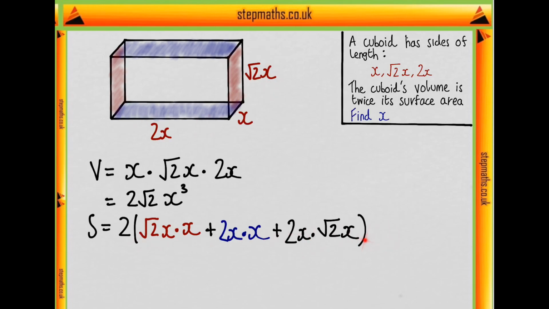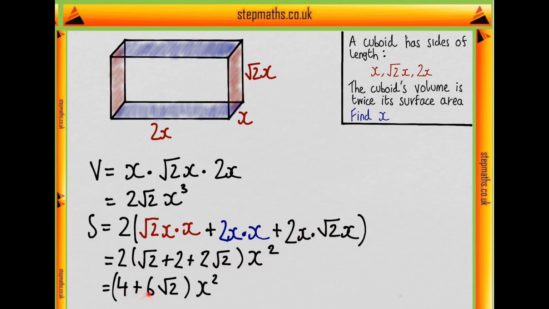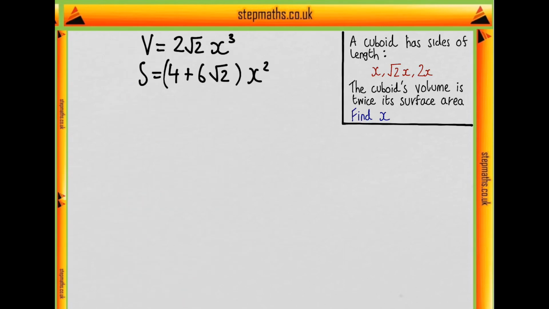So if we add all of this up and expand it out, we can collect these x squared terms, because you can see we're going to get an x squared term for each one of these terms. So 2 lots of root 2 plus 2 root 2 x squared. But then expanding this out, we get to 4 plus 6 root 2 x squared. So we've got relatively nice forms for the volume and the surface area in terms of x.